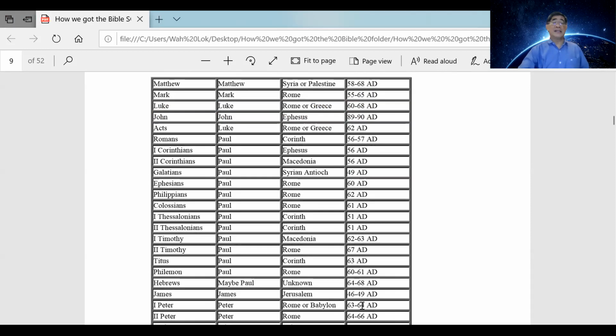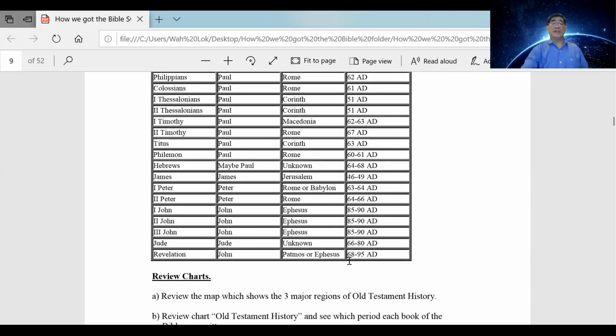And of course, the latest book of the New Testament is the book of John. They estimate the book of John was written around AD 95.